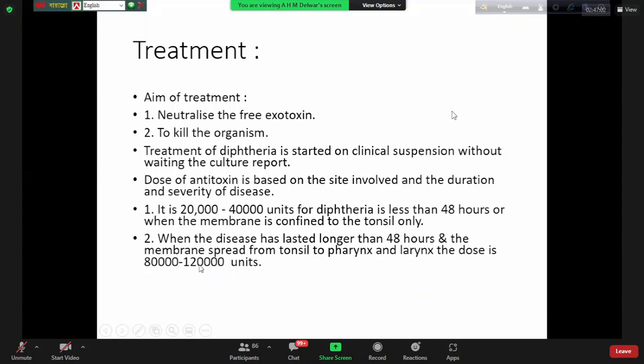So it is important when you give the antitoxin that the dose of antitoxin should depend on the time and the spread of the diphtheric membrane.